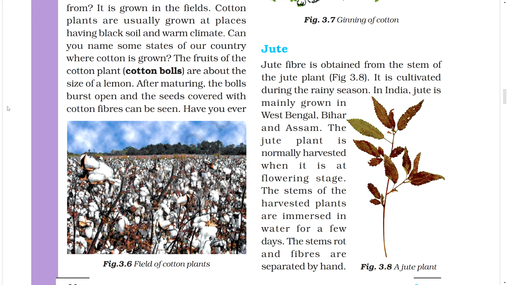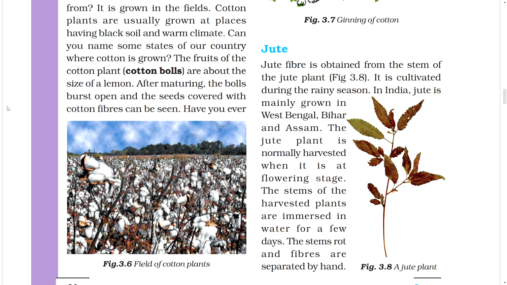Jute. Jute fiber is obtained from the stem of the jute plant. Figure. It is cultivated during the rainy season. In India, jute is mainly grown in West Bengal, Bihar and Assam. The jute plant is normally harvested when it is at flowering stage.